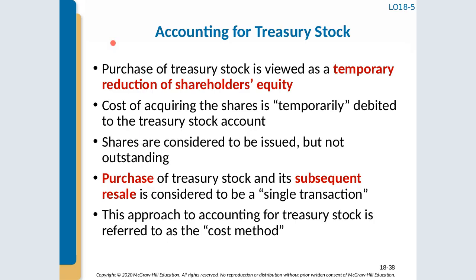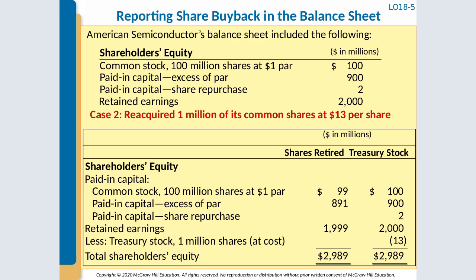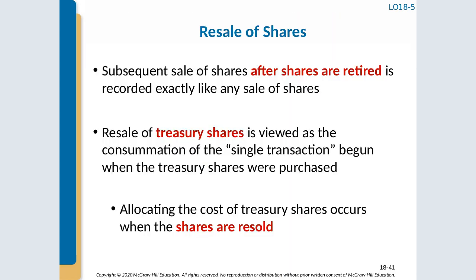So the effect of treasury stock on shareholders' equity is that it decreases equity. Okay, treasury stock decreases equity. Here we have an example of our treasury stock, and we can see that treasury stock reduces equity. Here it is reducing equity. That was the 13 million.